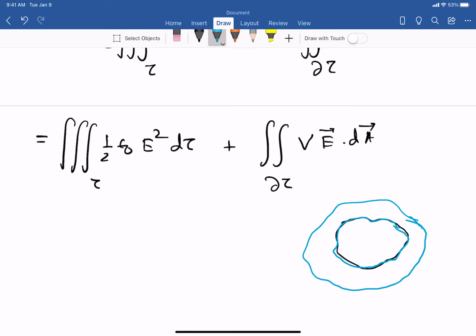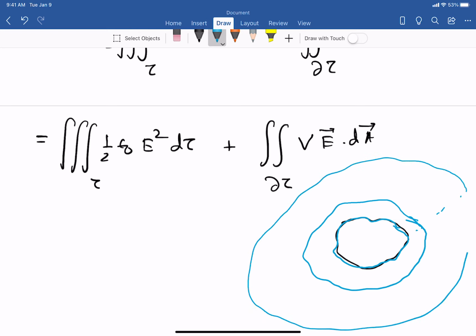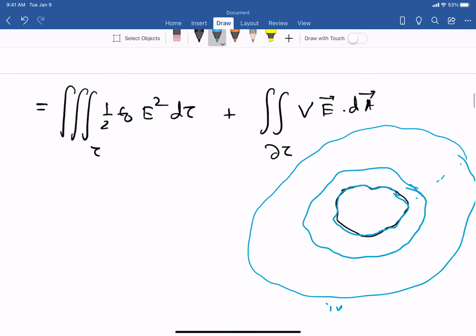Since we have the freedom to use any volume we want as long as it encompasses all the charges, let's use an infinitely large volume. Let's allow the volume over which we are integrating to be infinite. We are using this mathematical trick that we are allowed to integrate over any volume as long as it encompasses all the charges. So why not use an infinite volume?